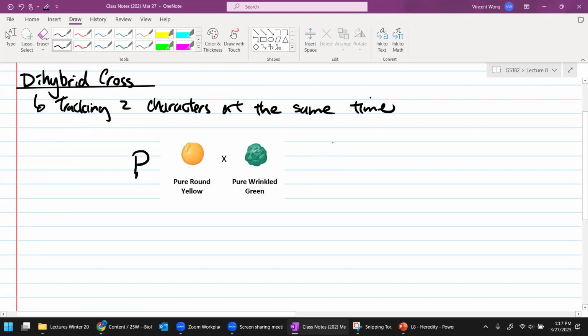So they are pure, which is also called purebred. And so how did he know they're pure? Well, for many generations, it has always been round and yellow. So we assume they're pure. It's a reasonable assumption, okay? And then wrinkle and green for many generations, so it's pure.